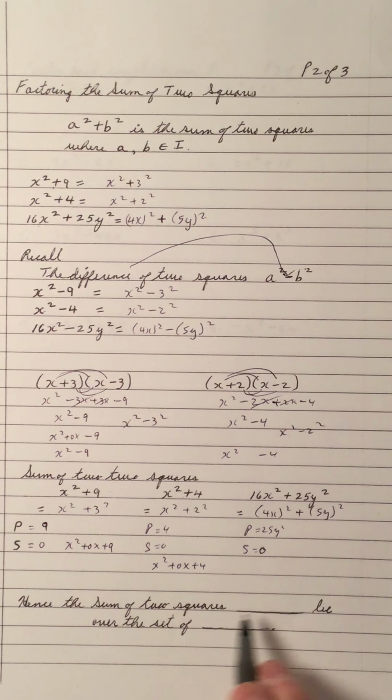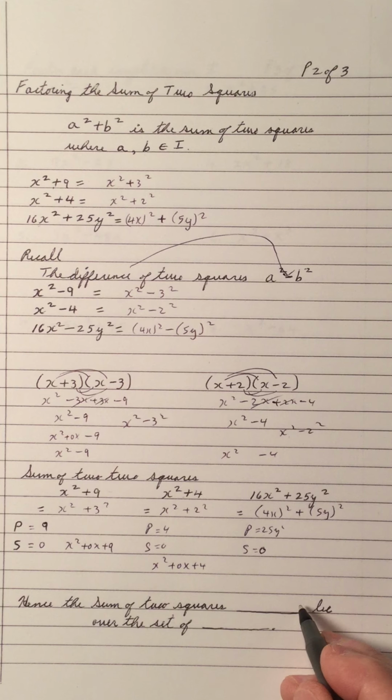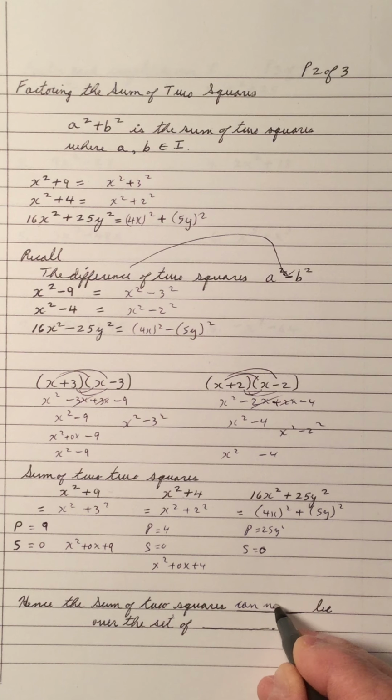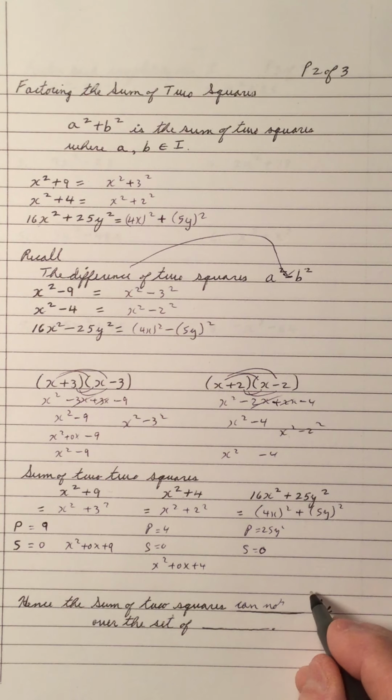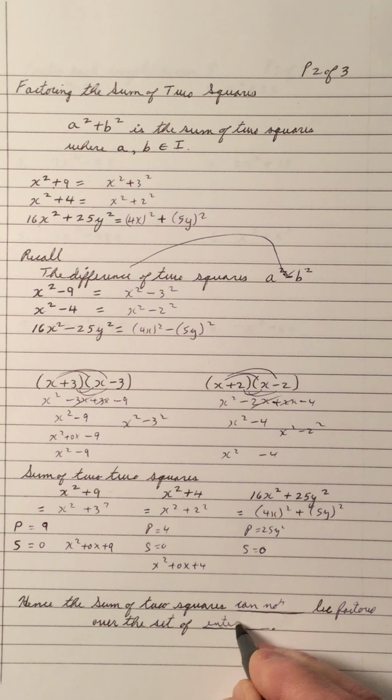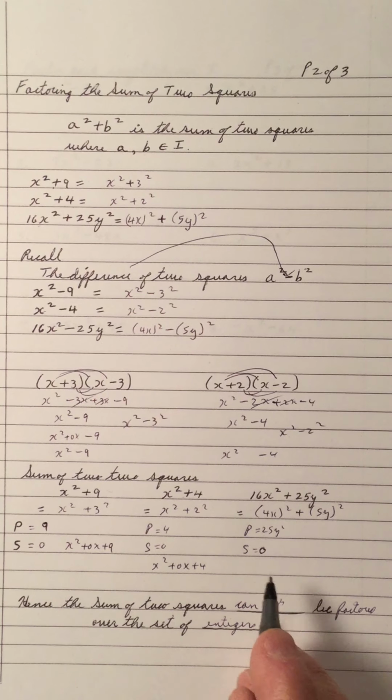Hence, the sum of 2 squares cannot be factored. Cannot be factored over the set of integers.